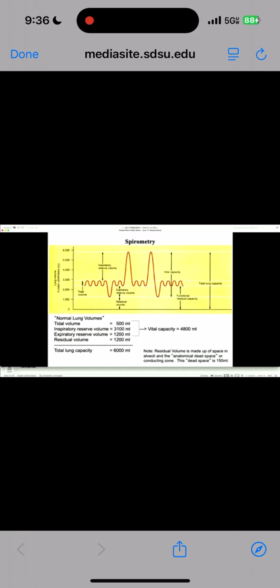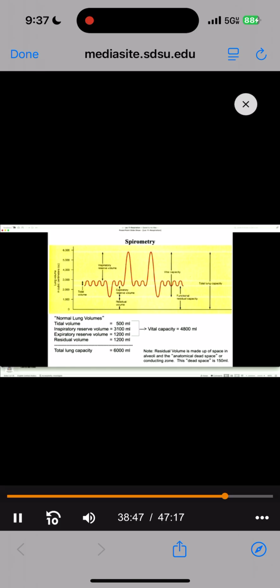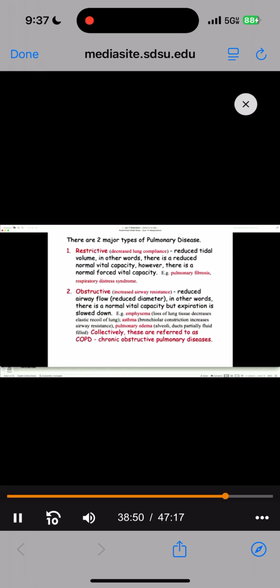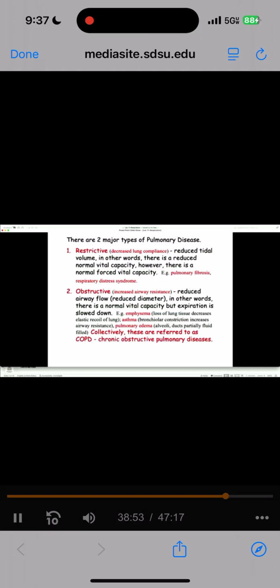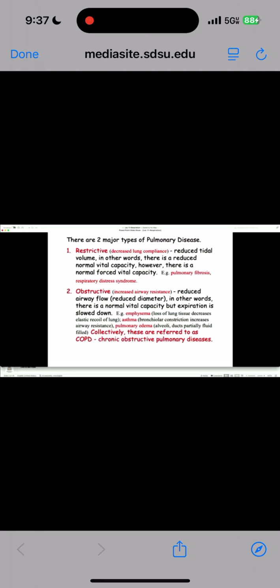Now, I'll also point out, in the conducting zone, there are gases that should remain there all the time. They make up what we call the anatomical dead space, or just the dead space. These gases are not available for gas exchange, and it makes up about a total of 150 mil out of that residual volume. Okay, so in talking about diseases of the lung, there are 2 major types, okay?